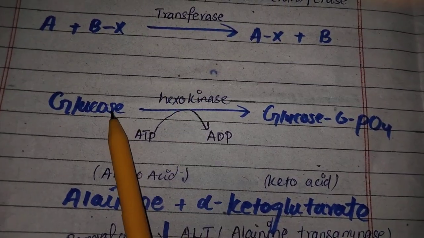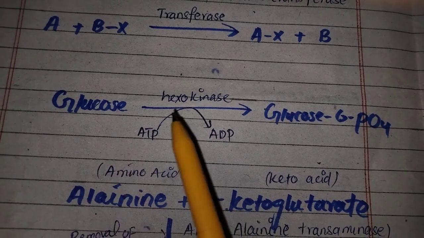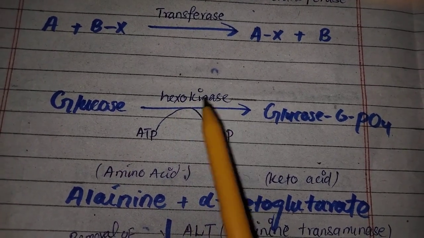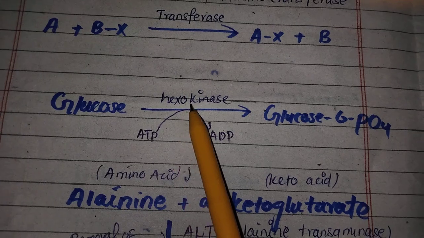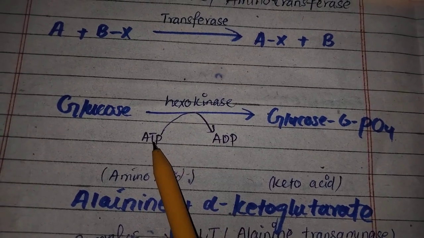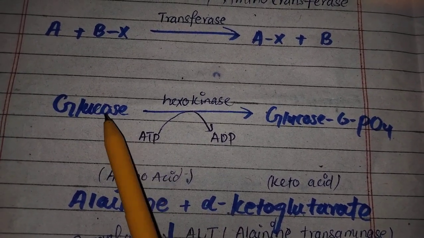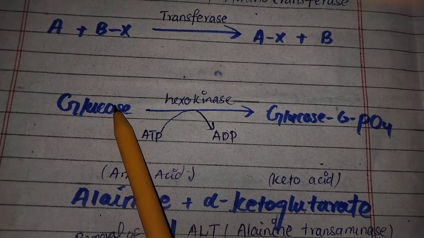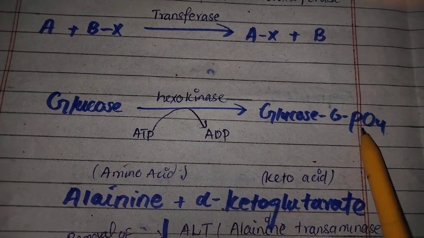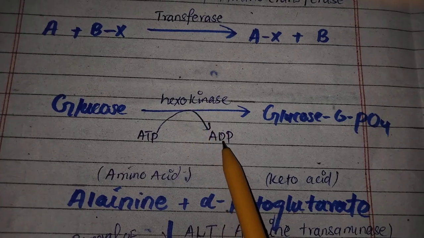Here are examples: glucose. Glucose in the presence of hexokinase gets, here hexokinase transfers the phosphate group from ATP into glucose, hence glucose is being converted into glucose 6-phosphate and ATP is converted into ADP.